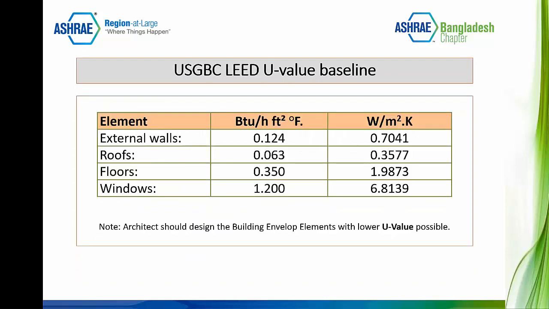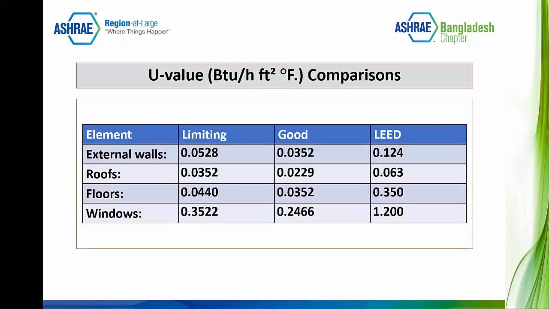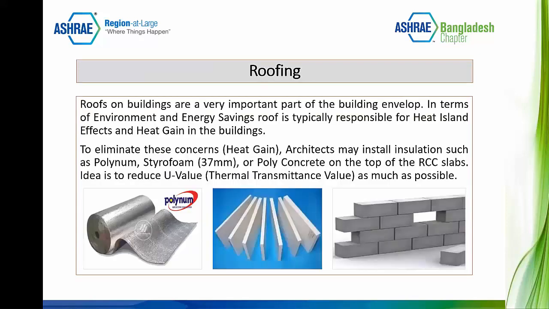So now, if you think of LEED, because LEED is very much perspective based, they say, okay, give me a U value of external wall 0.124. That is a LEED U value baseline. So if you want to do an efficient building, your wall U value or roof U value or floor U value, window U value should be lower than this. Okay. Let's see what is comparable. Okay. Limiting, good, and LEED. See side by side. Now you can see all of them. And then figure out how low you can go. Let's see how low we can go.